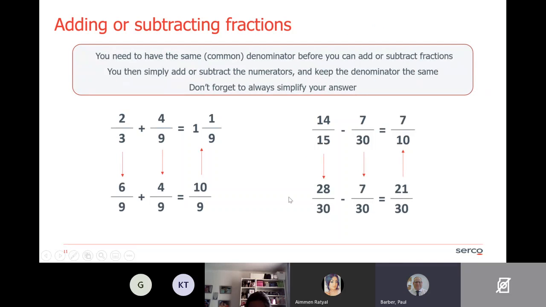The key things: you need the same denominator, known as the common denominator. Again, a bit of a mouthful, and you don't necessarily need to worry about the term. It basically means the bottom has to be the same before you can add or subtract. Then all you do is add or subtract the top numbers, keep the bottom number the same. Make sure you don't forget to simplify your answer as well.